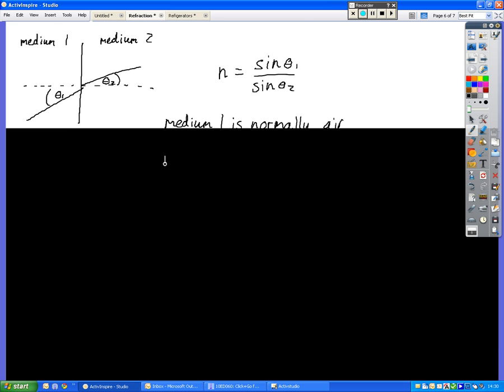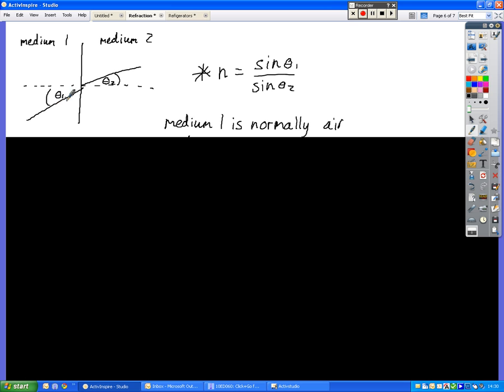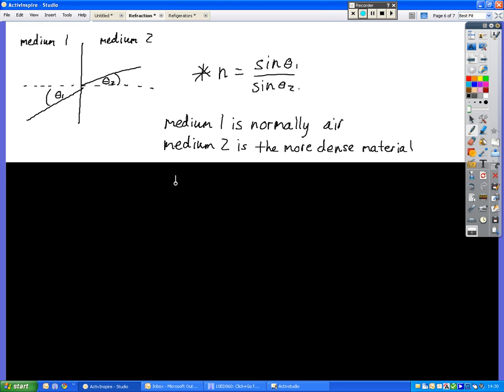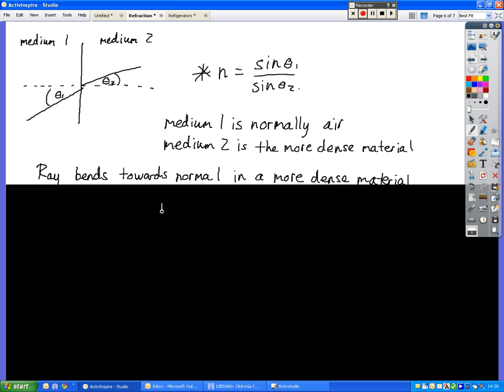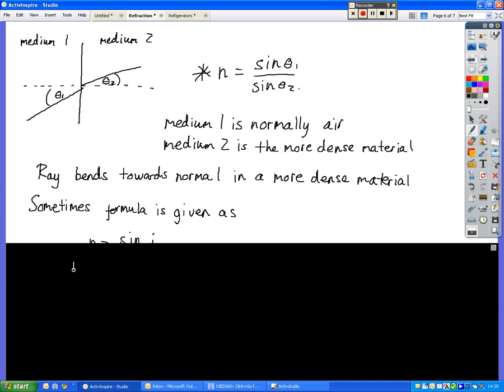But that's not the end of it, because that is the equation here that you'll have in your data booklet. It's sine theta 1 over sine theta 2. You won't always necessarily be told which medium that angle is in. So we always take sine theta 1 as being the less dense material, and sine theta 2 as being the more dense material. So medium 1 is normally air. 99% of the time it's going to be air, and medium 2 will be some sort of more dense material, whether that's glass or plastic or water even, where light is going to travel less fast. The ray always bends towards the normal in a more dense material.